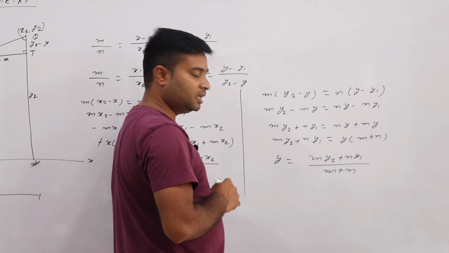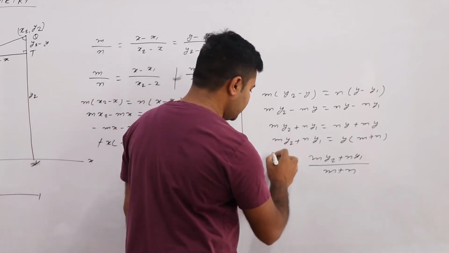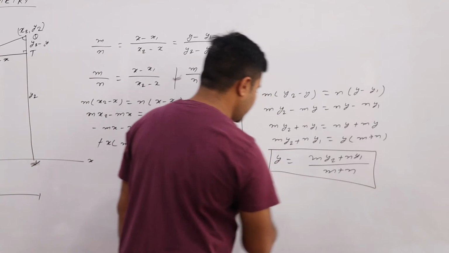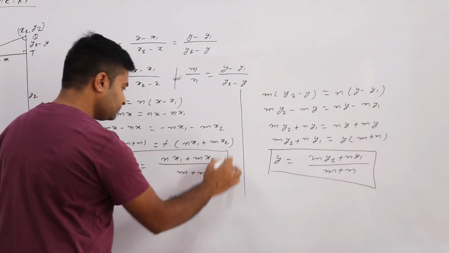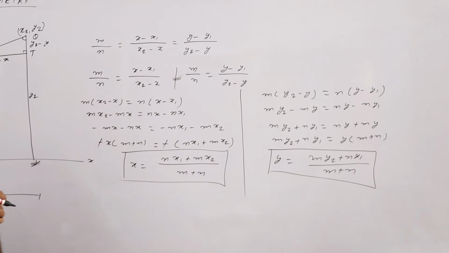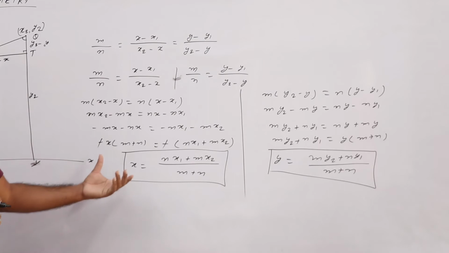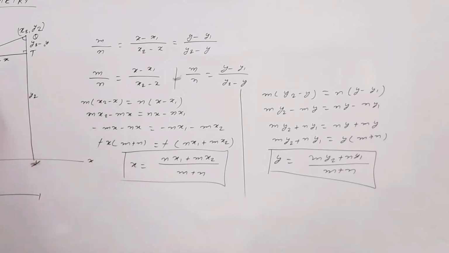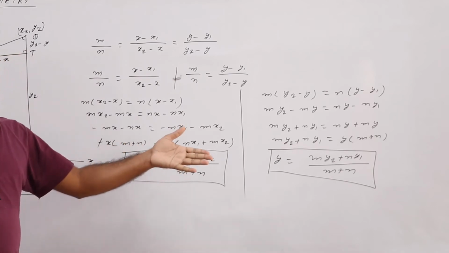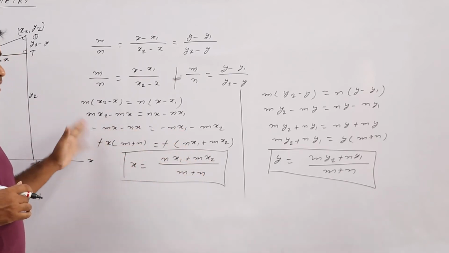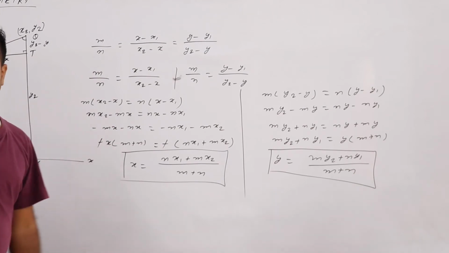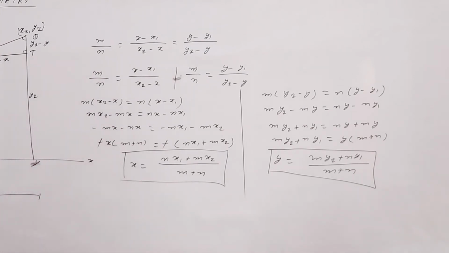This is the y coordinate and this is the x coordinate. Getting? Correct? So now if the question is asking how to find this x and y, simply put the coordinates in this, you will get the value of x and the value of y. Copy it. We will do some questions so you will be able to understand properly.